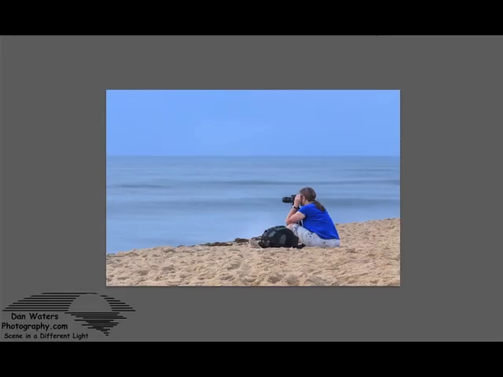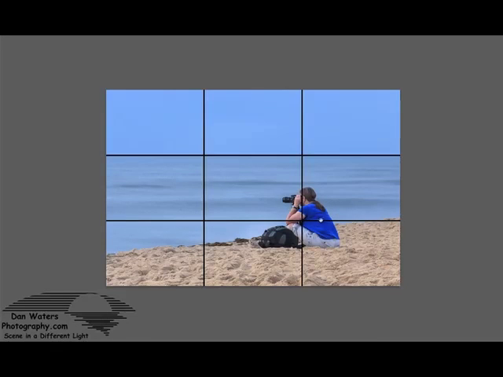Whenever you have people in an image, you would like to have them right at one of the points of interest if they don't fill the frame, and looking into the image. If she was looking this way, I would put her over on this point of interest instead of over here. But she's looking into the image. It gives you plenty of room, and the horizon line's right on one of the thirds.